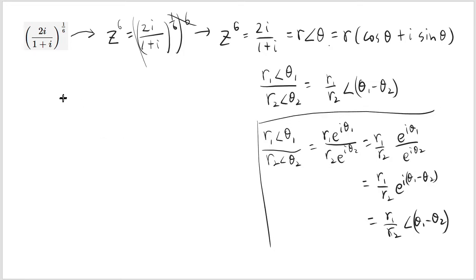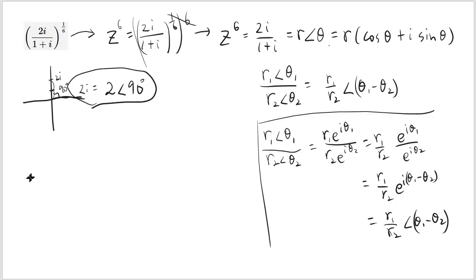Okay, so what is 2i? On the complex plane, 2i is 2 steps in the imaginary direction. Since it's 2 steps away from the origin, the r value is 2, whereas the angle is 90 degrees from the positive real axis. So 2i is equal to 2 angle 90 degrees.